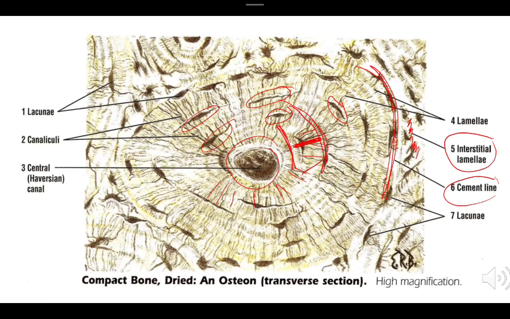So tingnan natin, this is the cement line kasi dyan nag-end ang ating lamella, no. Itong area na to, na walang osteon, yan is what we call the interstitial lamellae. Ito pa, itong area dito na walang osteon is another interstitial lamellae. Okay, so I hope you are now ready to identify the parts of an osteon. So let's have a quiz.